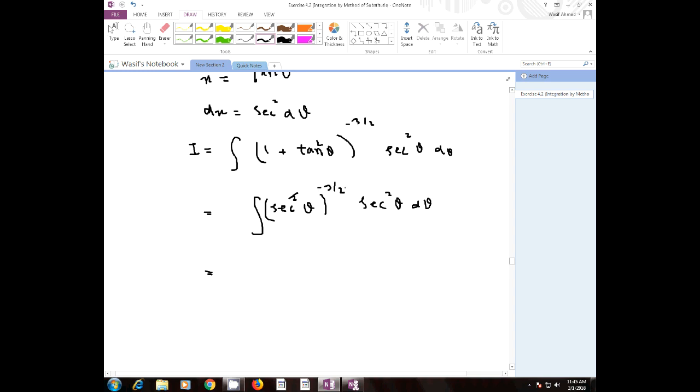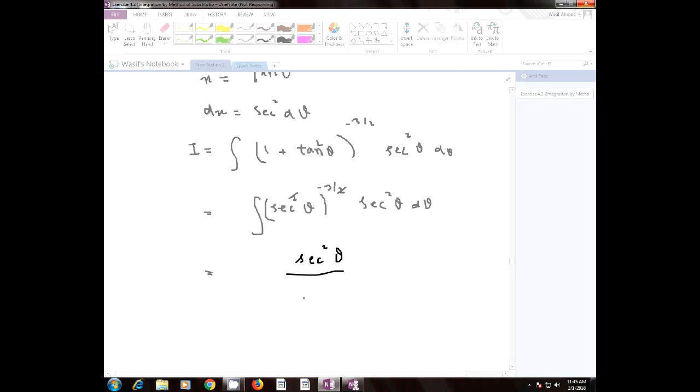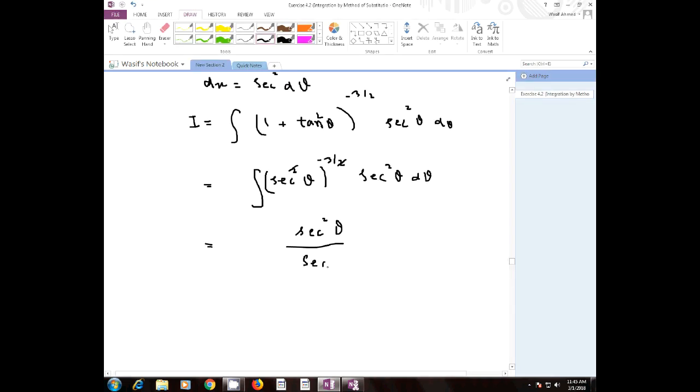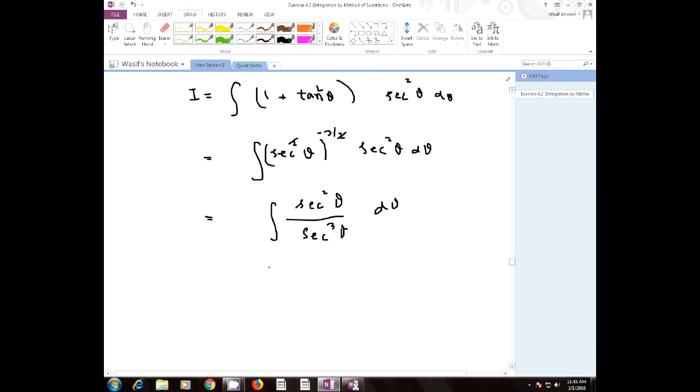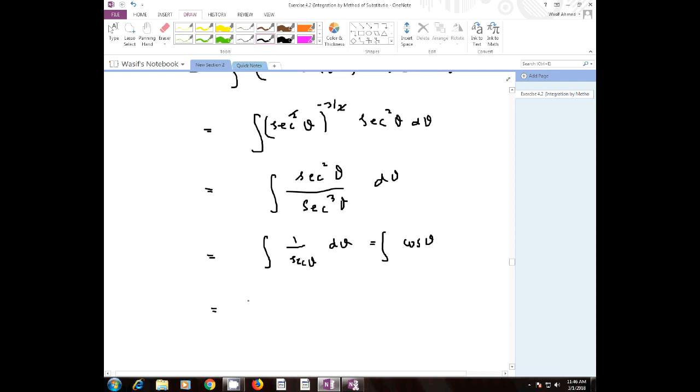The square gets cancelled with the square root, and you have secant square theta divided by secant cube theta d theta. This is equivalent to 1 divided by secant theta d theta, which is further equivalent to just cos theta d theta, being equal to sine theta plus a constant of integration.